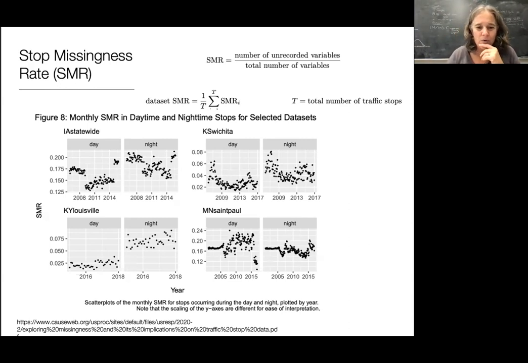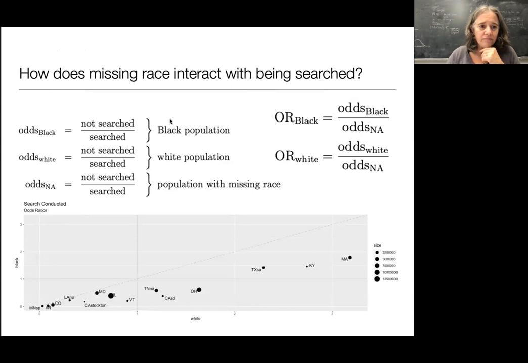But anyway, what we've looked at is about being searched. This is comparing individuals: their odds of being searched if they're Black, the odds of being searched if they're white, and the odds of being searched if they're no race, if there's missing information on their race. And then we compare this missing group to the odds of being searched if you're Black, and the missing group compared to the odds of being searched if you're white.